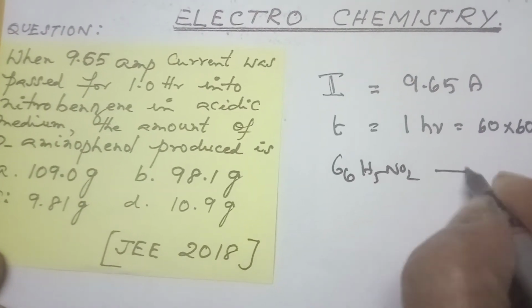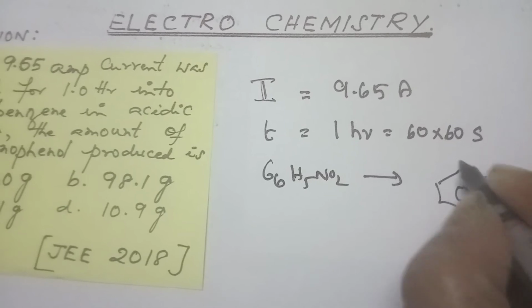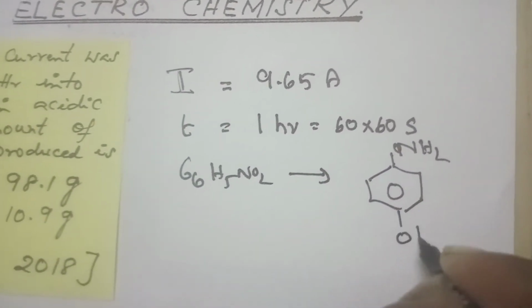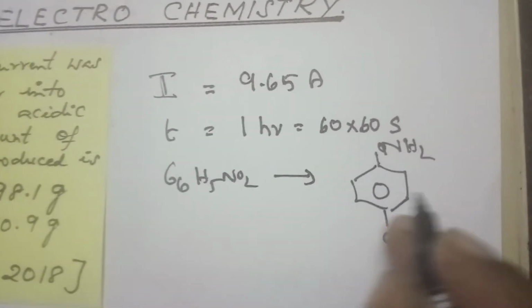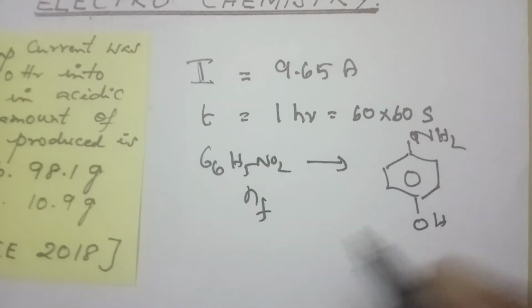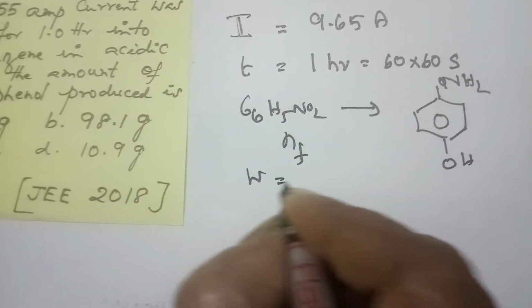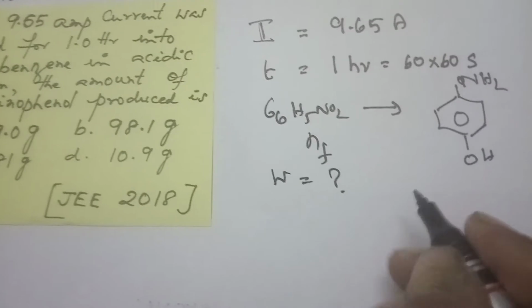C6H5NO2 converting into para-aminophenol. This is your para-aminophenol. This is important to calculate the n factor. So what they are asking is the amount, W is equal to the quantity. Now let us see the formula.